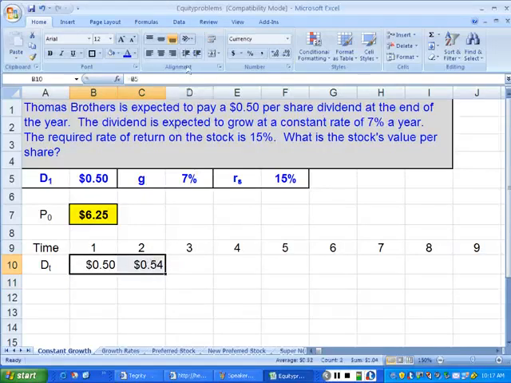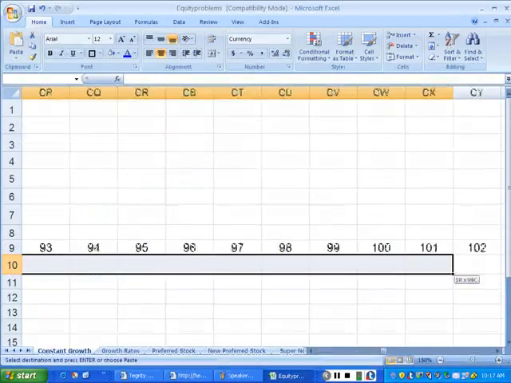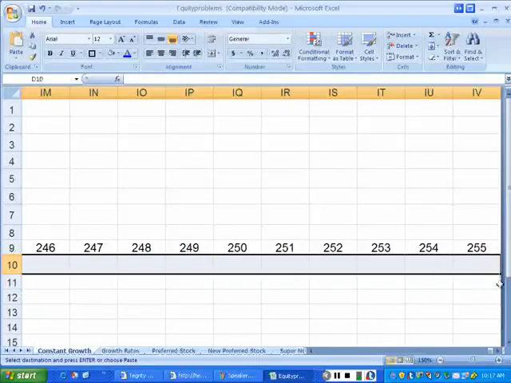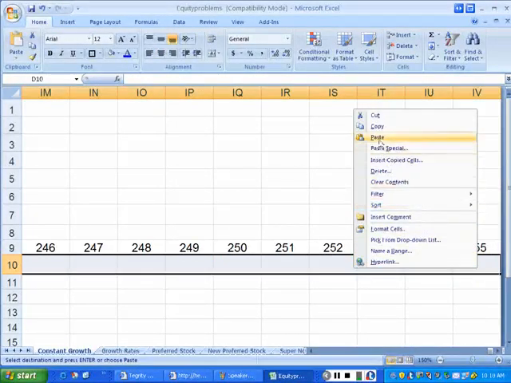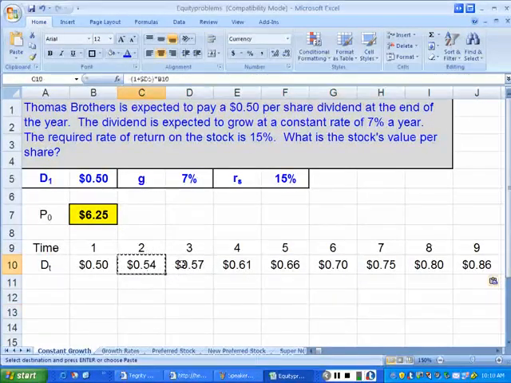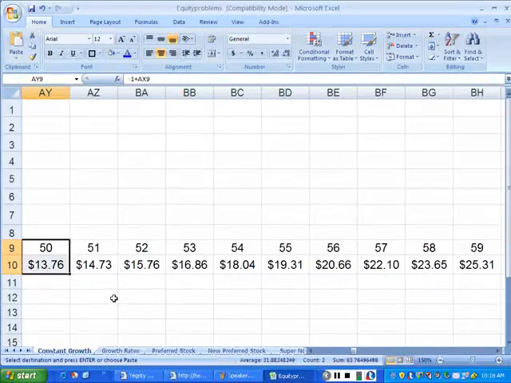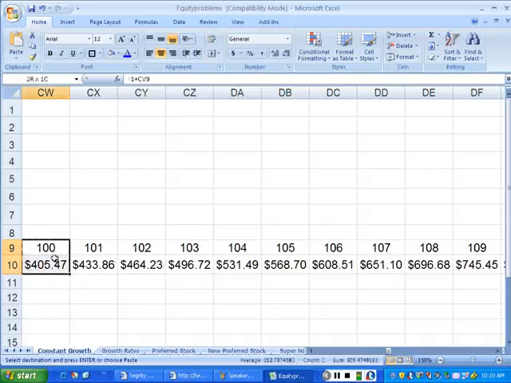So we can see what's happened here is that it goes from 50 cents to 54 cents the second year because of the 7% growth rate. And if I were to copy and paste that in place for each subsequent period, and we're doing this, you can see, for 255 periods that are illustrated here, although it is infinite, that will be certainly far enough. You can see that the growth pattern over time has moved that dividend up to a slightly higher amount. If you came out here for 50 years, the dividend's really grown considerably, up to $13.76. Out at 100 years, it's up to a $405 dividend that year.